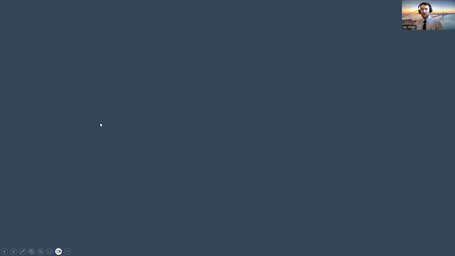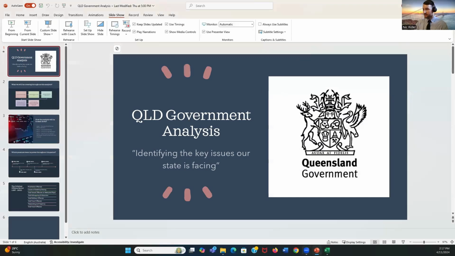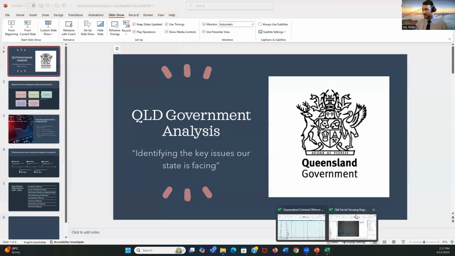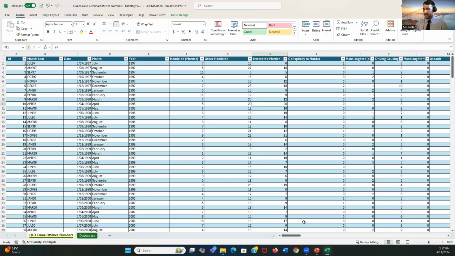Again, there's a duplicate there. All right, so what we are going to do now is I'm going to open up our data set. So first one here, we've got our crime offence numbers. Just with this data set here, for analysts that are looking in, I want to know how this data was formed. Basically, I took it from the Queensland Government Open Data Portal.